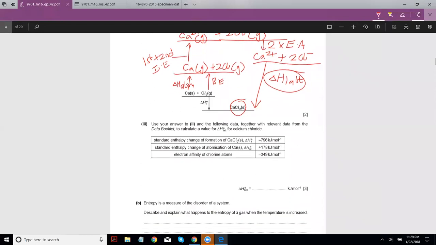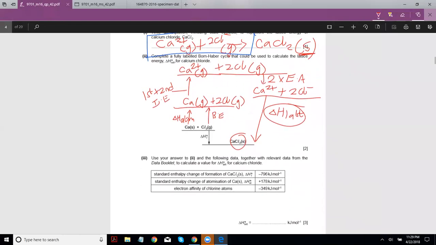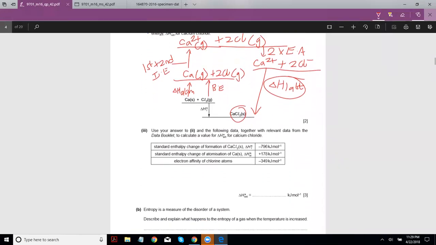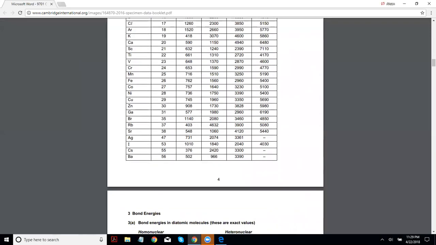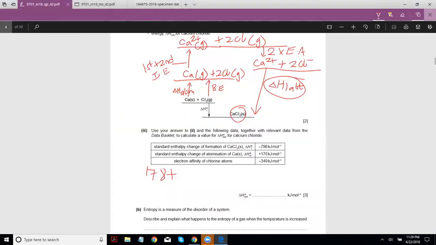So you just, this is a lot of hassle. Take the enthalpy change of atomization of calcium as 178. You add the bond energy of chlorine, which you can get from your data booklet, which isn't open. So you'll go from this data booklet. 242. Oh, you checked? Good. I have it open. Okay, 242. So you've basically added these two.